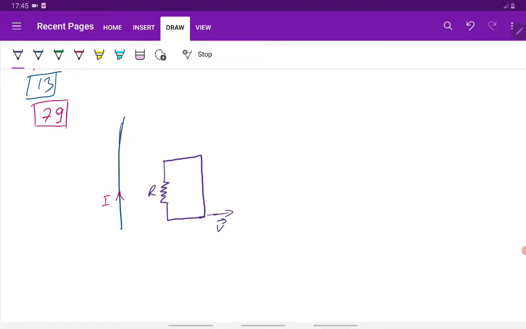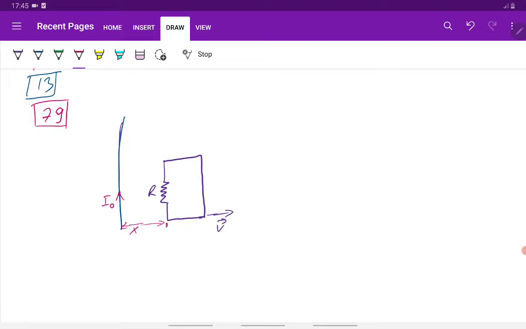So we are given current I0. We need to derive an equation that gives the current induced in the circuit as a function of distance between the near side of the circuit and the wire. So this distance x is given. So we need to find the current induced in this circuit.